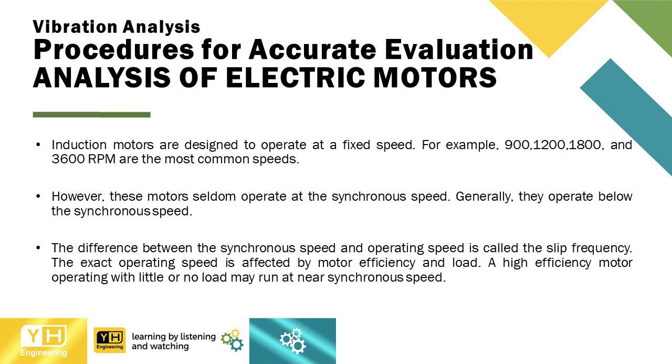Induction motors are designed to operate at a fixed speed. For example, 900, 1200, 1800, and 3600 RPM are the most common speeds. However, these motors seldom operate at the synchronous speed. Generally, they operate below the synchronous speed. The difference between the synchronous speed and operating speed is called the slip frequency. The exact operating speed is affected by motor efficiency and load. A high-efficiency motor operating with little or no load may run at near synchronous speed.